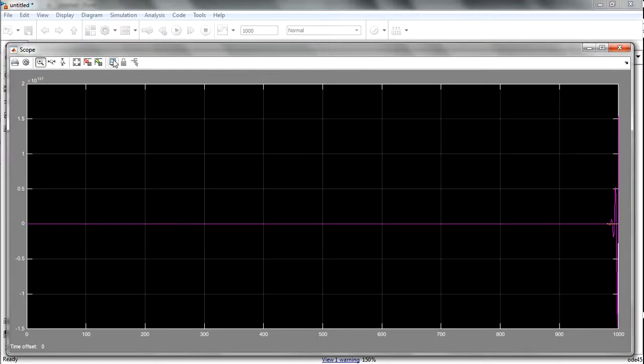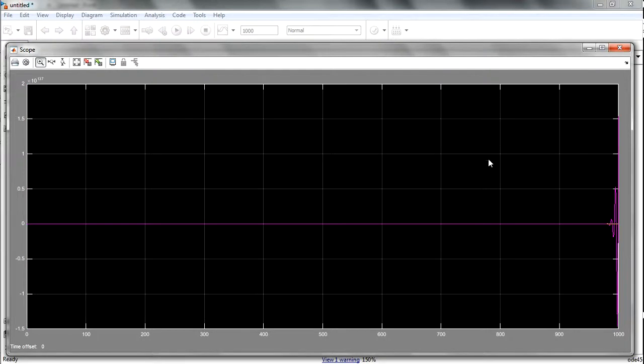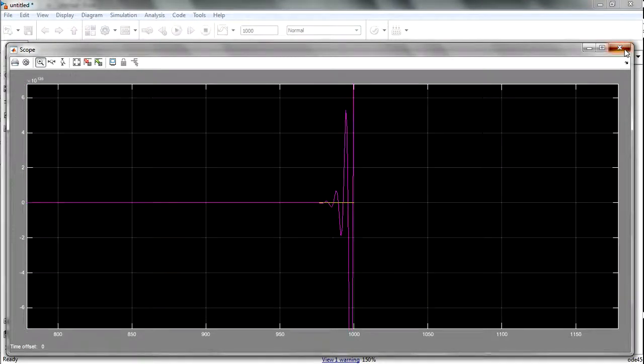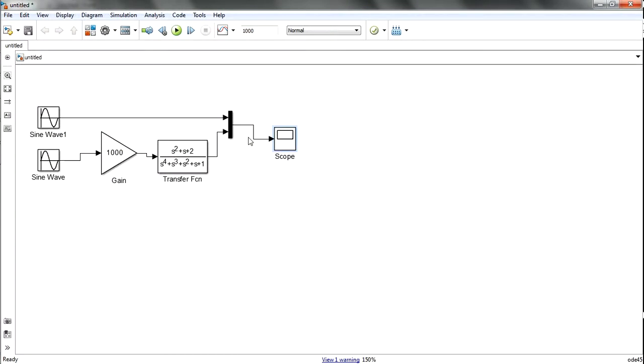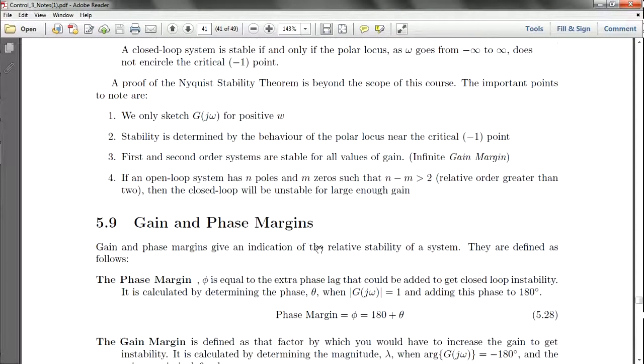Troublesome. It's not shown much. Yeah, hold on. Okay, you know what? I'll just give up. This is troublesome. I just need to memorize that for poles, if the poles are more than zeros by greater than 2, for large enough gain it is unstable, that's all.